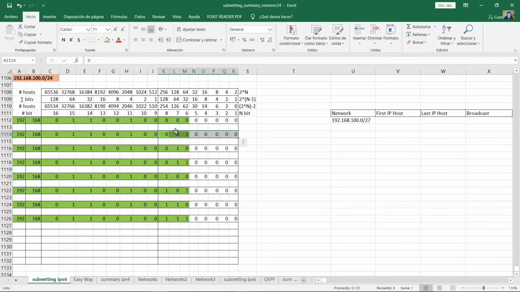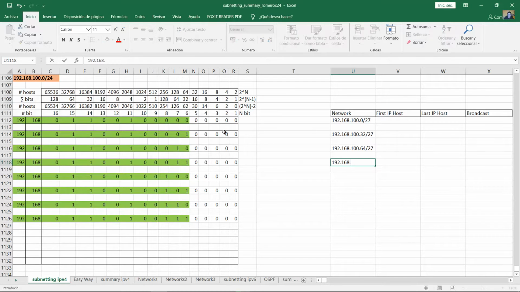This is 32: 192.168.100.32, 27 subnet mask. This is 64: 192.168.100.64, 27. This is 64 plus 32, which is 96: 192.168.100.96, 27.